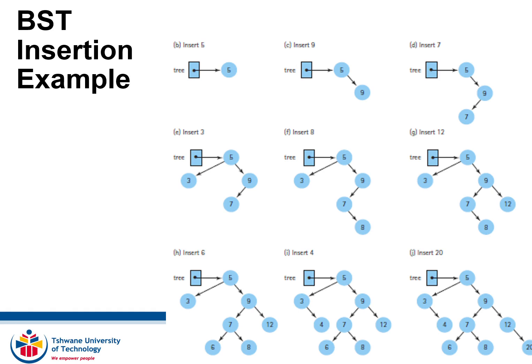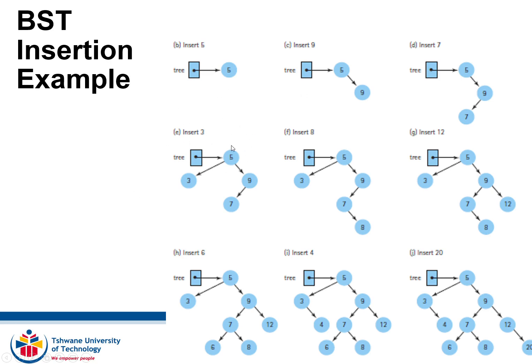Next, we have to insert 7. To insert 7, we first check with 5. It is greater than 5, therefore it belongs to the right. But it's less than 9, therefore it belongs to the left of 9, which is why it came right here to the left of 9. We now want to insert 3.